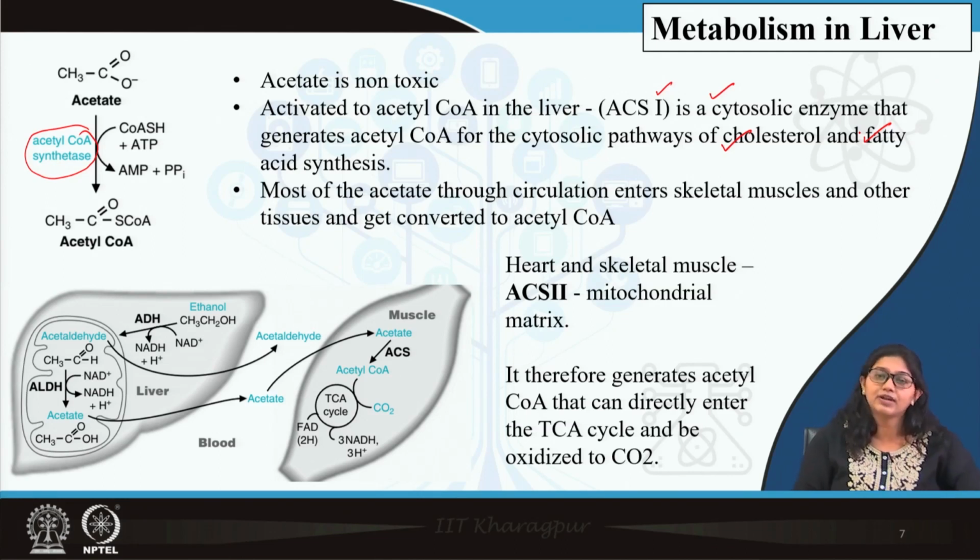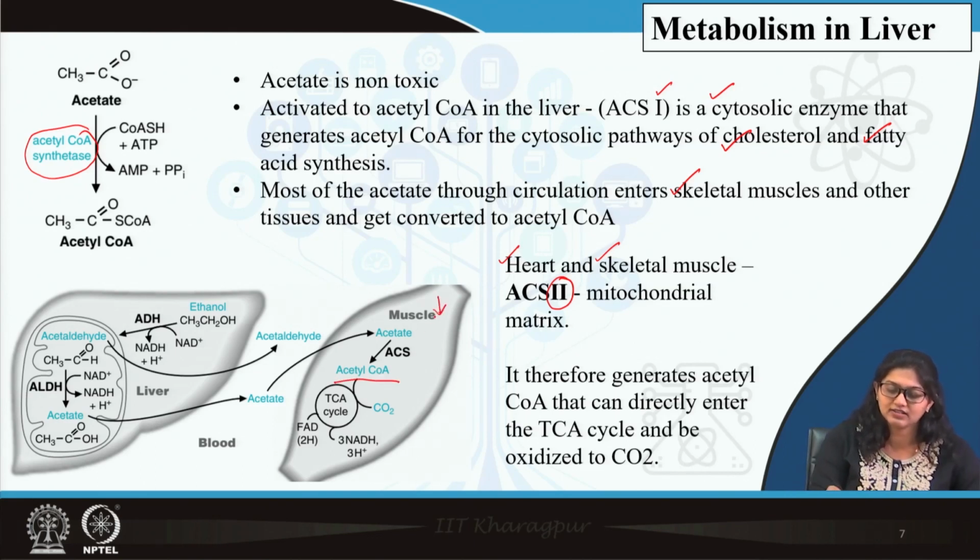Now, this acetyl coenzyme A, which is formed in liver, can enter liver mitochondria to undergo TCA cycle. But the commonest utilization of acetate is that acetate is circulated through blood, enters different organs like skeletal muscle, heart, and there it is converted to acetyl coenzyme A and utilized as fuel for those organs. So, the commonest sites are heart or skeletal muscle, where there is once again acetyl coenzyme A synthetase isoform 2, which is the mitochondrial isoform. So, in mitochondria once again acetate is converted to acetyl coenzyme A.